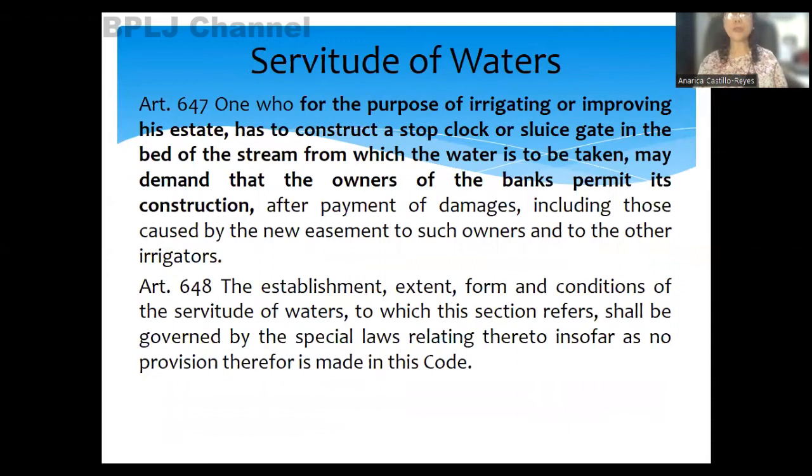Okay, another servitude of waters is under Article 647. One who for the purpose of irrigating or improving his estate has to construct a stop lock or sluice gate in the bed of the stream from which the water is to be taken, may demand that the owners of the banks permit its construction. Okay?